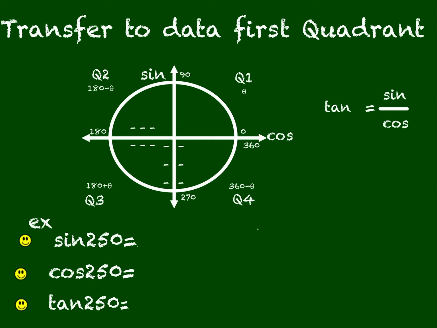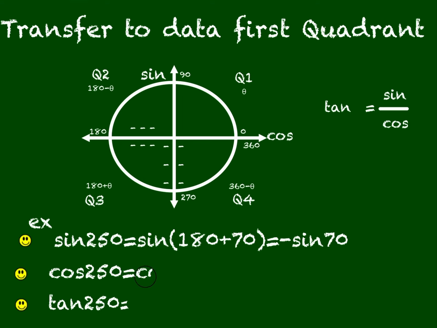Now 250, where is it? In between 180 and 270. So how can I write a third quadrant angle? I need to write it in the form 180 plus theta. Sine 250: 180 plus 70, I am pretty sure, equals 250. So now check the sign. Is sine positive or negative? Sine is negative in the third quadrant. So I put negative here. So sine 70, just 70.